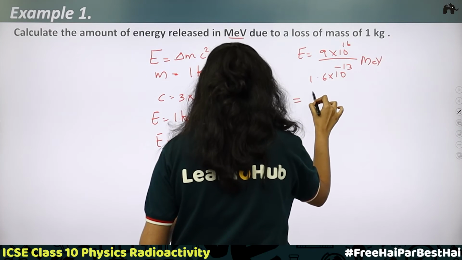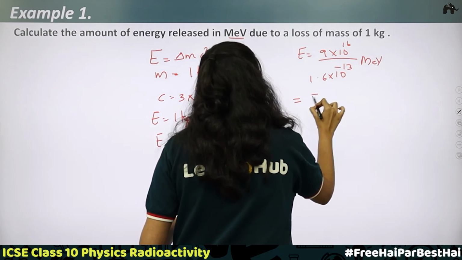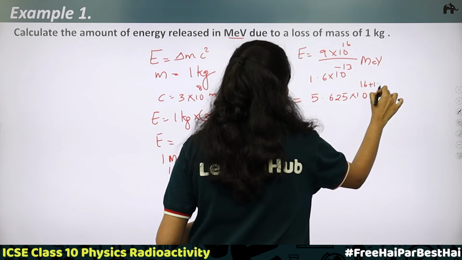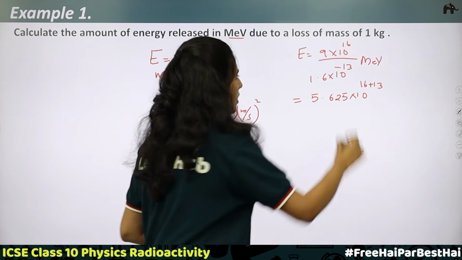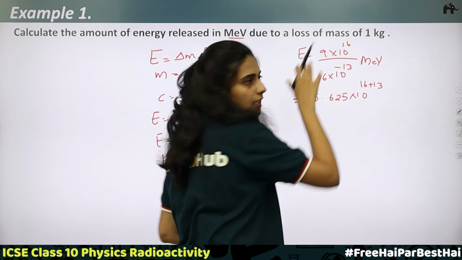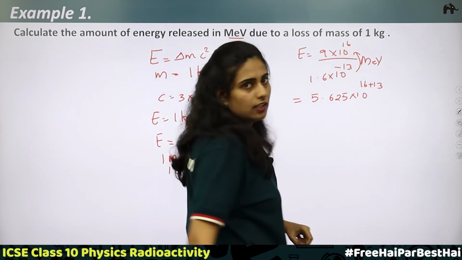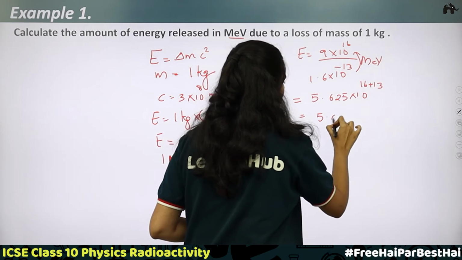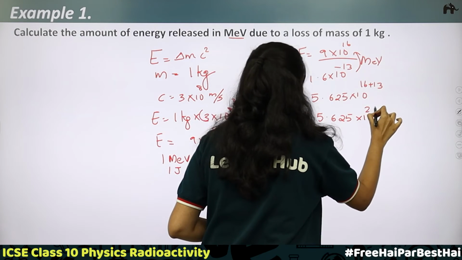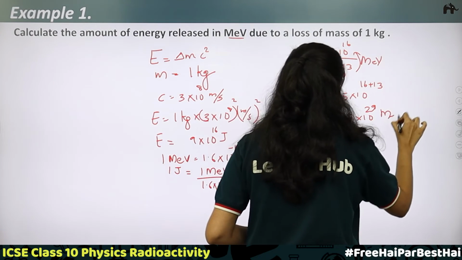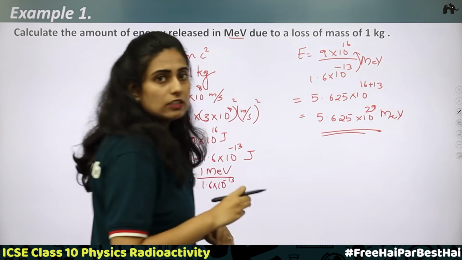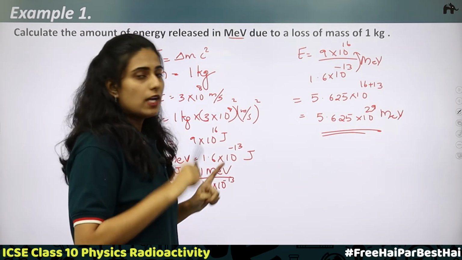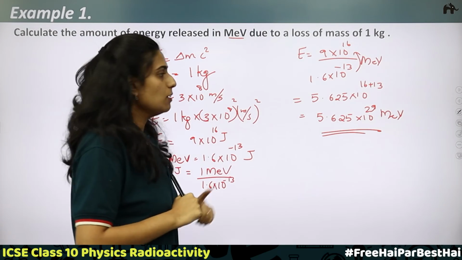MeV. So when you calculate this, you will be getting 5.625 × 10^16 plus 13. Here you have 10^-13 in the denominator. When you take it to the numerator, you will be getting 10^13. So 16 plus 13, that is equal to 5.625 × 10^29 mega electron volt. So if the loss of mass is 1 kilogram, then the energy in MeV will be equal to 5.625 × 10^29 mega electron volt.